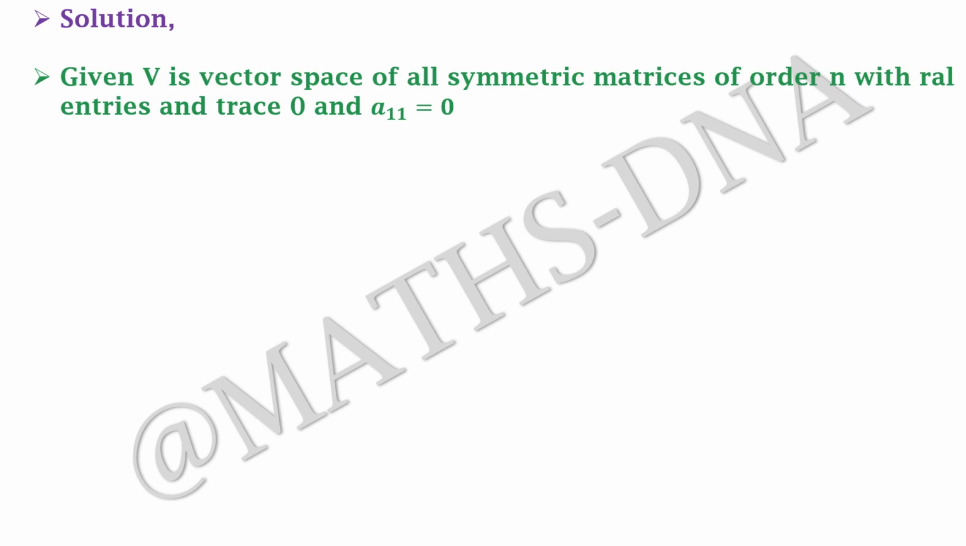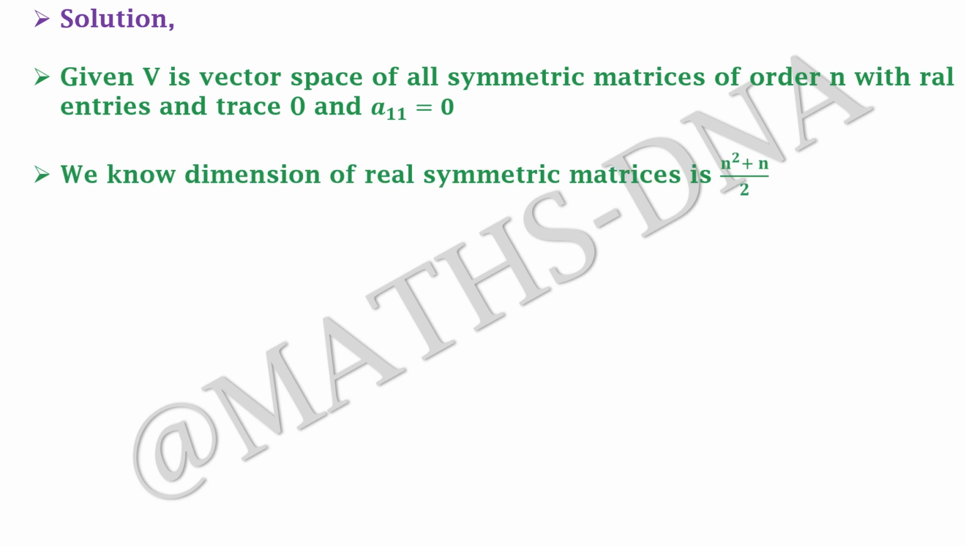As we did in the previous question, it is given to us that V is a vector space of all symmetric matrices of order n with real entries, and trace is 0, and also A11 is equal to 0. We know that the dimension of real symmetric matrices is nothing but n square plus n by 2. Also, the trace is 0 and A11, that is the first row and the first column element, is also 0.